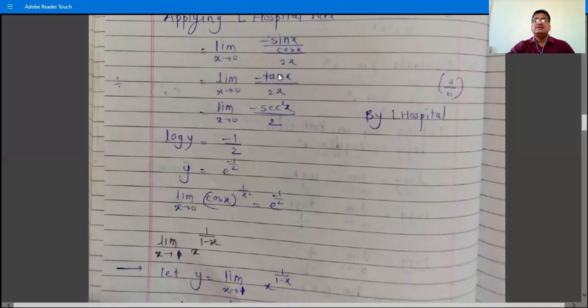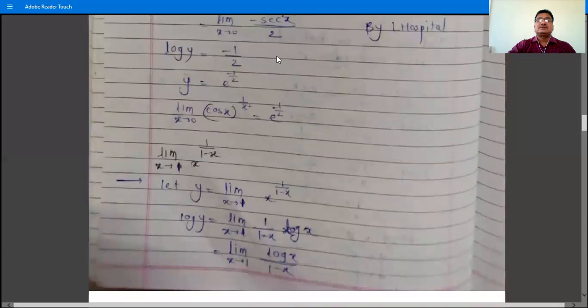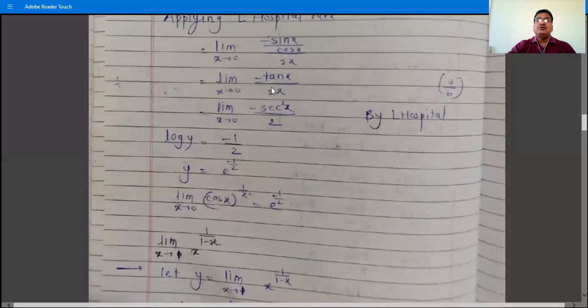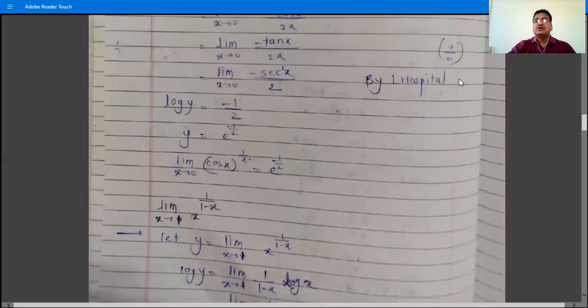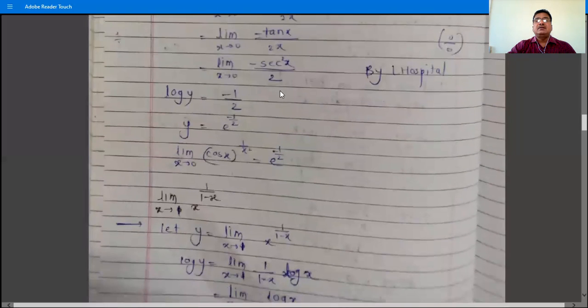This negative sign as it is. And then the derivative of tan x is what? Sec square x divided by 2, the derivative of 2x being 2. So by L'Hospital rule, and then if we substitute x as 0, then we have minus sec square 0, which is 1, so minus 1 by 2 is the answer.